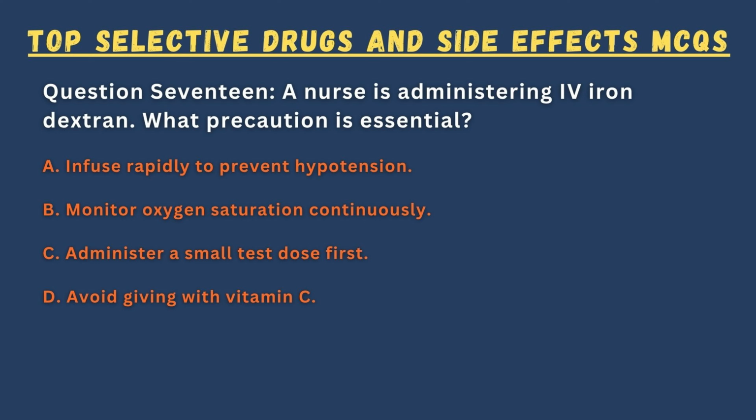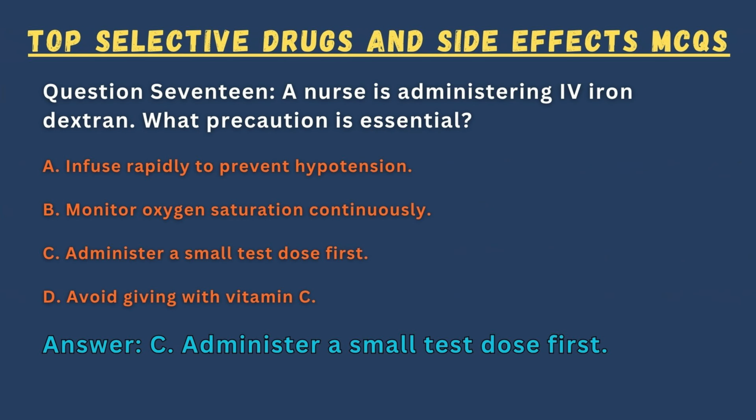Question 17. A nurse is administering iron dextran. What precaution is essential? A. Infuse rapidly to prevent hypotension. B. Monitor oxygen saturation continuously. C. Administer a small test dose first. D. Avoid giving with vitamin C. Answer: C. Administer a small test dose first.